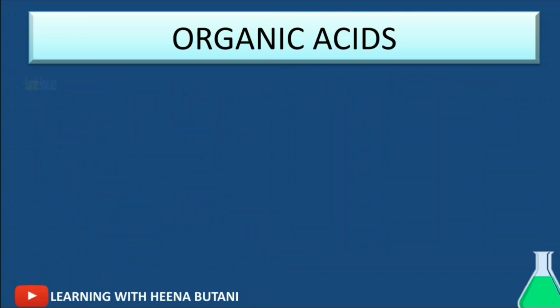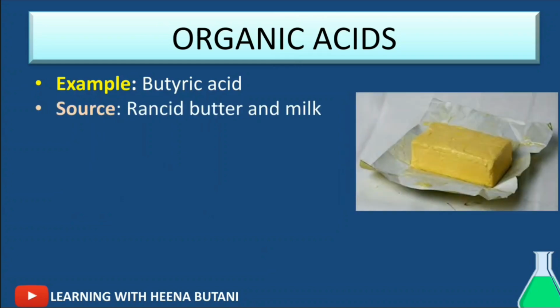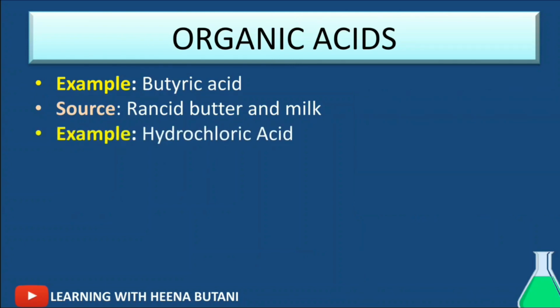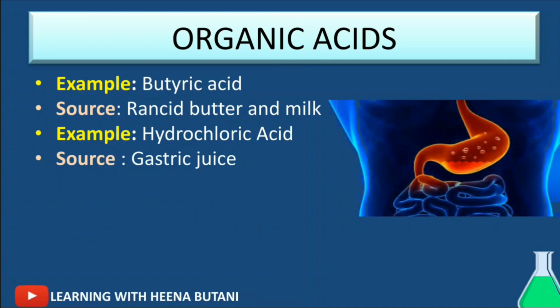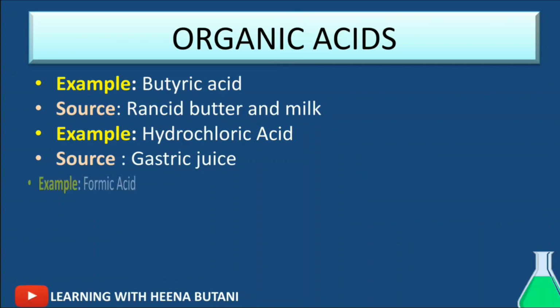Next example is butyric acid. Now, what are the sources of butyric acid? That is rancid butter and milk. Butyric acid is present in rancid butter and milk. Then hydrochloric acid. Students, hydrochloric acid is inorganic acid, but it is present in our stomach as gastric juice, and it helps us in digestion of the food.